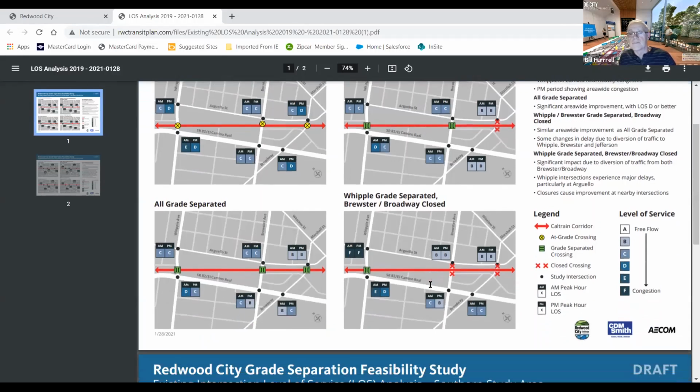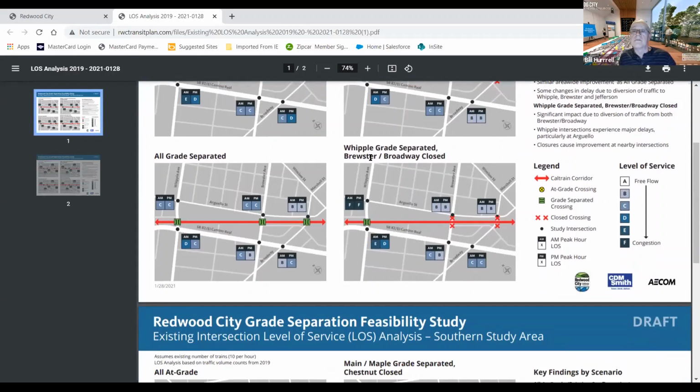And then the other option would be if you close both Broadway and Brewster, but you grade separate Whipple. Now in this case, it's a little different conclusion because of the traffic being diverted from these two crossings. There's more traffic on Whipple, and you can see the effect that has. It actually goes to level of service F up here at Arguello, and E and D at the other location. So there would be a deterioration in traffic conditions on Whipple. And there would also be increased traffic on Jefferson, which is just off the map here. So anyways, that's how that works.